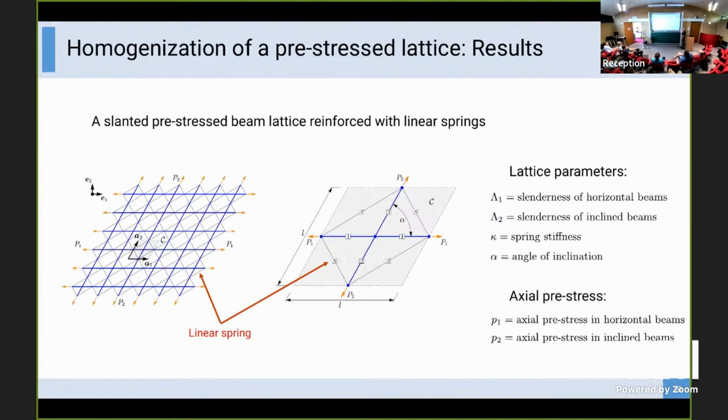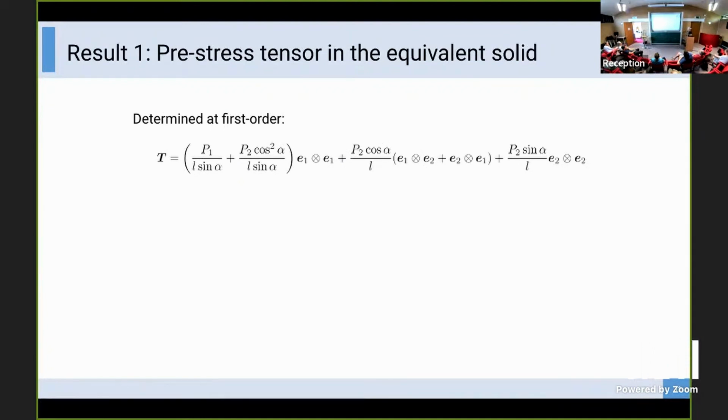The lattice parameters are lambda1, the slenderness of horizontal beams, lambda2, the slenderness of inclined beams, kappa, the spring stiffness, and alpha, the angle of inclination. And additionally, we have the two axial prestresses, P1 in horizontal beams and P2 in the inclined beams. This is the first result, the prestress tensor in the equivalent solid, determined at first order, and as you can see, it is an exact solution. So you have a symbolic formula giving the prestress in the effective continuum as a function of all lattice parameters and prestress in the beams.